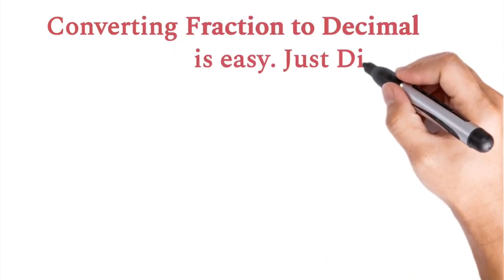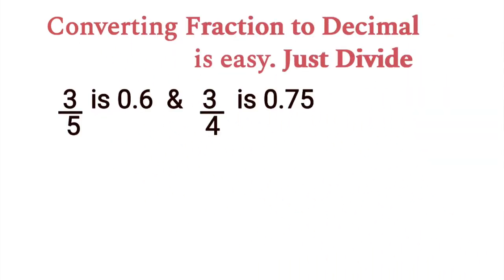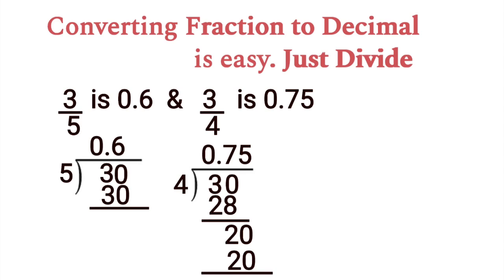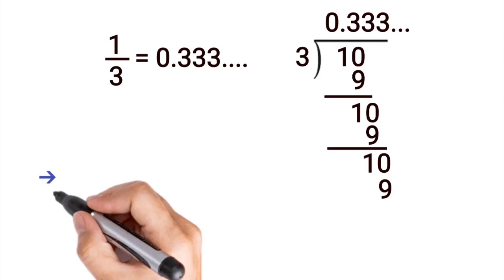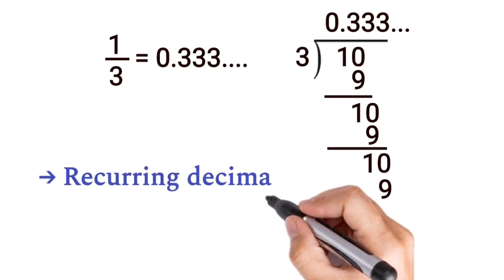Converting fractions to decimals is easy. You just need to divide. For example, 3 by 5 is 0.6 and 3 by 4 is 0.75, which is a terminating decimal number. Then 1 by 3 is 0.333 recurring, a recurring decimal number.